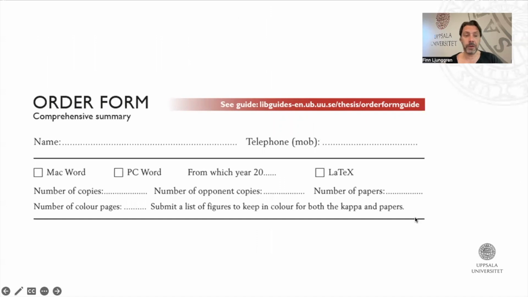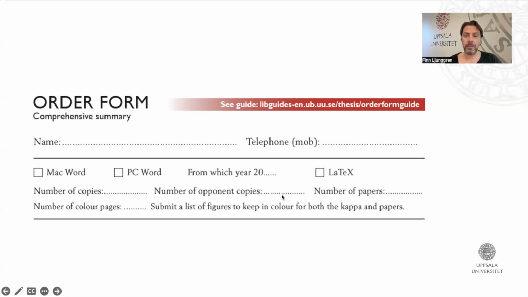And this is the order form for the comprehensive summary. The order form for the monograph, the layout is almost the same. Starting with your name and your phone number, and you check in the box if you work in Mac or PC or LaTeX. And then we have a line called number of copies. How many books do you want? And if you're unsure with that, talk with your supervisor. He or she should know how many books you should order. And keep in mind also, you will lose 5 books for the posting.